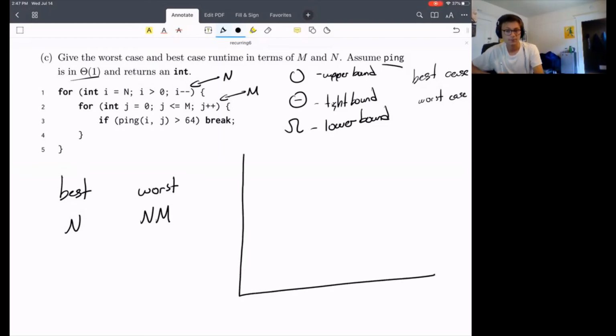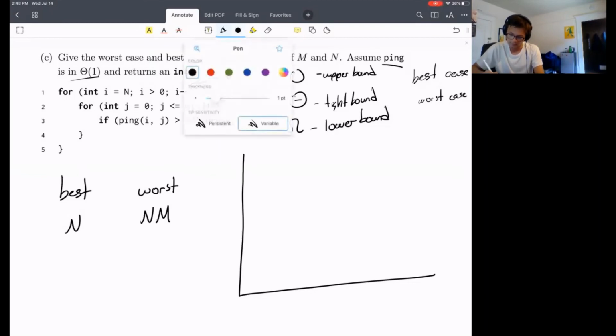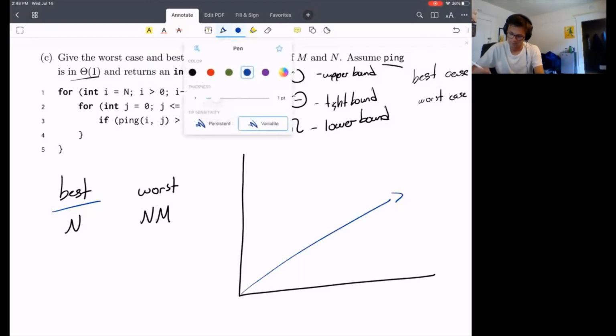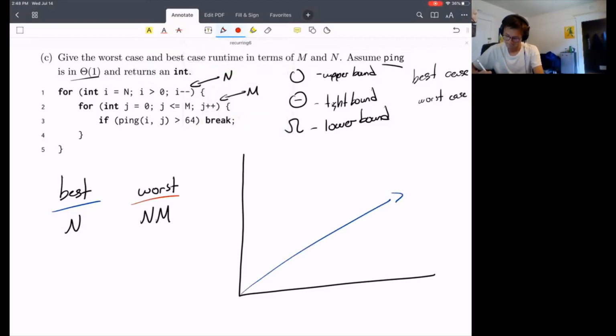Okay, let's think about it by drawing it out again. Let's draw the best case in blue. It's n, something like this. Let's draw the worst case in red. It's nm. It's going to be something that's increasing at a higher rate, right? It's some multiplicative thing, but it's not, you know, an exponential or a quadratic function or anything. But it's a steeper number.